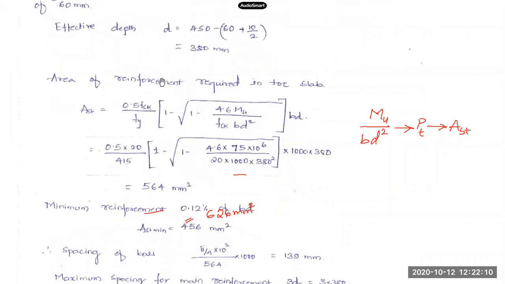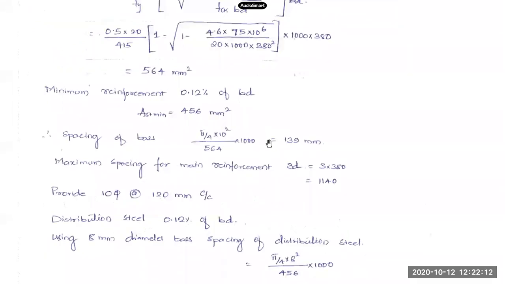For 627, what will be the AST? So spacing will be area of a single bar divided by total AST that you are going to provide, into 1000. We are calculating it for 1 meter width, so 1000 mm. That will tell you the spacing of the bars. How much are you going to get in your case?